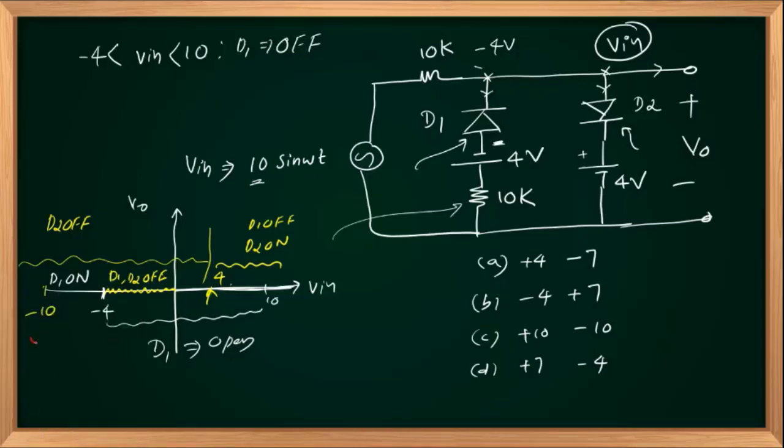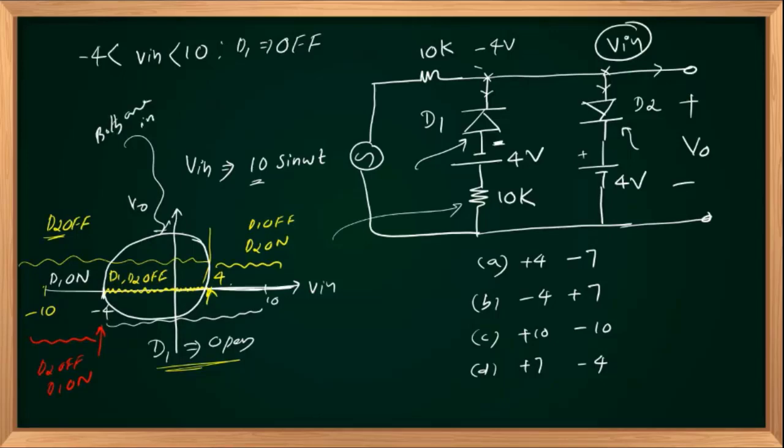Whereas in this region here, D2 off, D1 on. Right? And also here in this region, your D1 is open and up to Vin equal to 4 volts, your D2 is also in off state. So D1 off, D2 off is common from -4 to +4, in which both diodes are in off state. Clear? Any doubts?